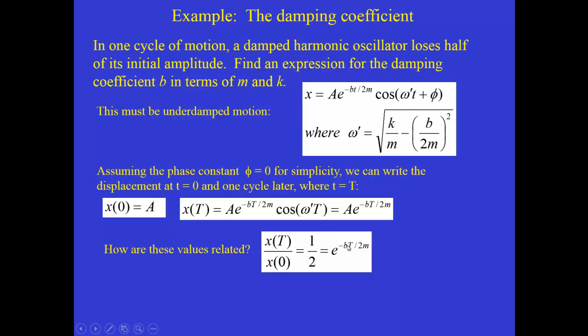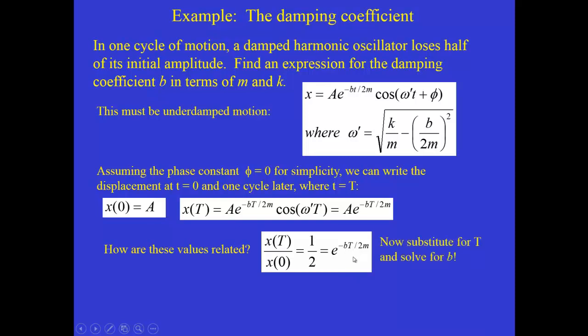Now, if I knew the period and the mass of the system, I could use this equation directly to calculate a numerical value for b. But let's assume I don't. Let's assume I just want to find an expression for b in terms of k and m.